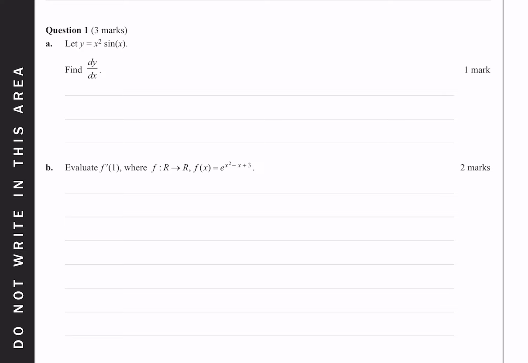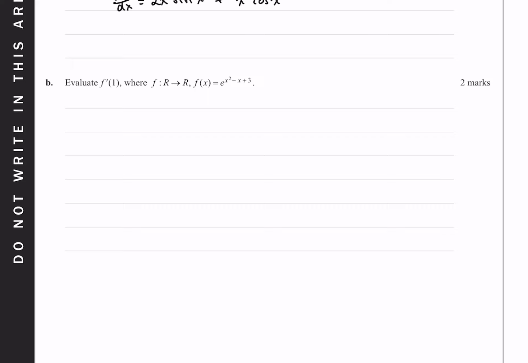So the first question is always going to be like a product rule / chain rule question. Very easy. Everyone knows how the product rule is: derivative of one times the other, and then you switch it around and add them together. Very simple question.